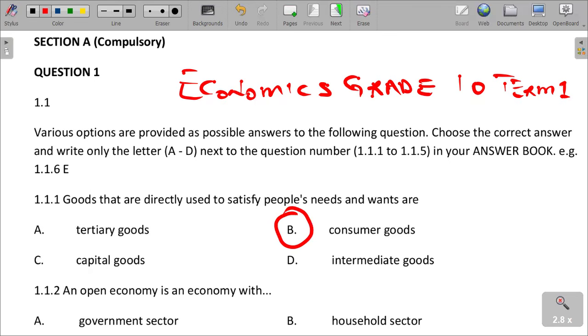In terms of capital goods, you find that capital goods are bought and then maybe there is a breaking of bulk that can take place, or they are used to manufacture other goods, or value addition is done in order for them to be sold so that more money is going to be made. But if they are to satisfy direct needs and wants, we say they are called consumer goods.